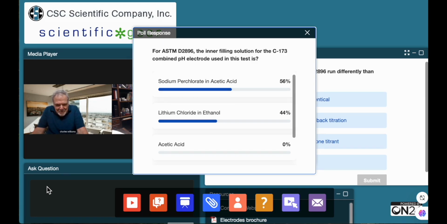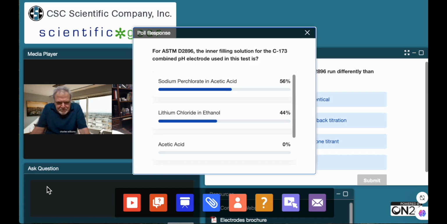All right. Functionally, how is ASTM D2896 run differently than ASTM D4739? A, the two methods are identical. B, ASTM D2896 involves a back titration. C, ASTM D2896 uses only one titrant. Or D, none of the above. Give you about 20 seconds to answer this question.